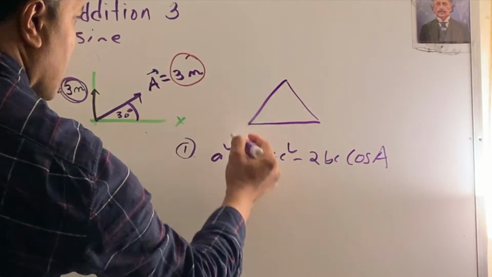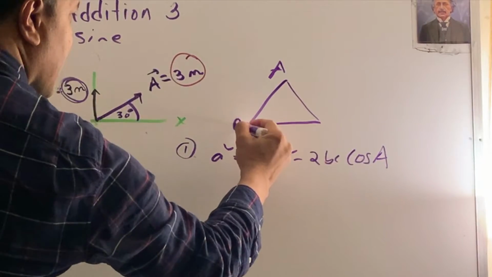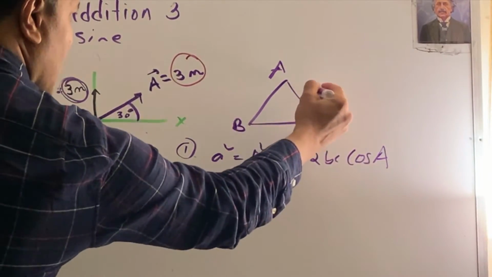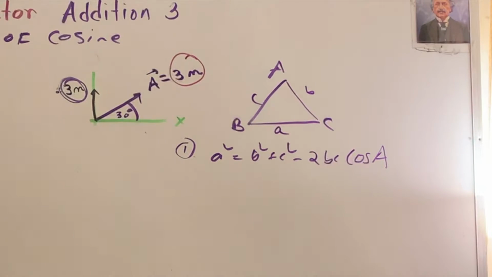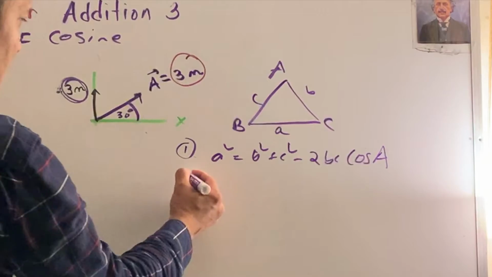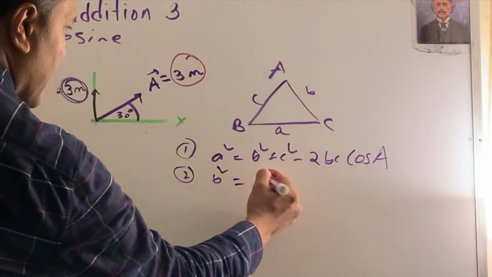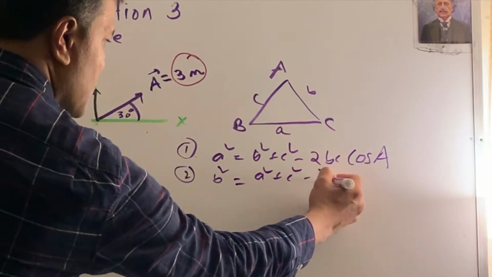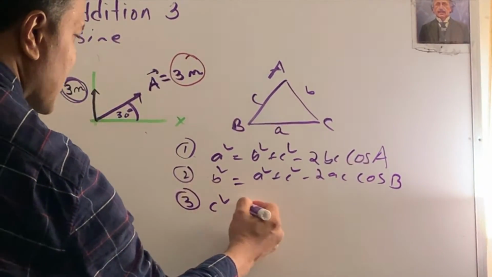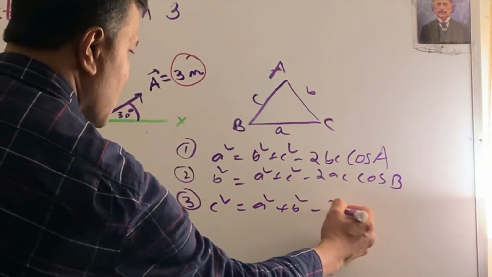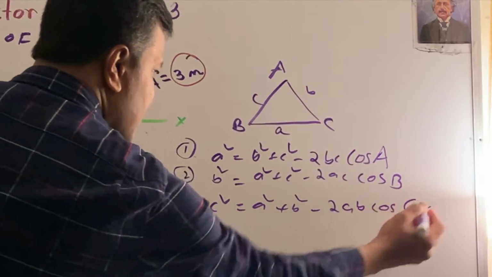So let's put the triangle, and then call this one A, call this one B, and call this one C. This one is small b, this one is small c, this one is small a. All right. So the lowercase letters represent the side, and the uppercase letters represent the angle. So b squared is equal to a squared plus c squared minus 2ac cosine B. And number 3, c squared is equal to a squared plus b squared minus 2ab cosine C.